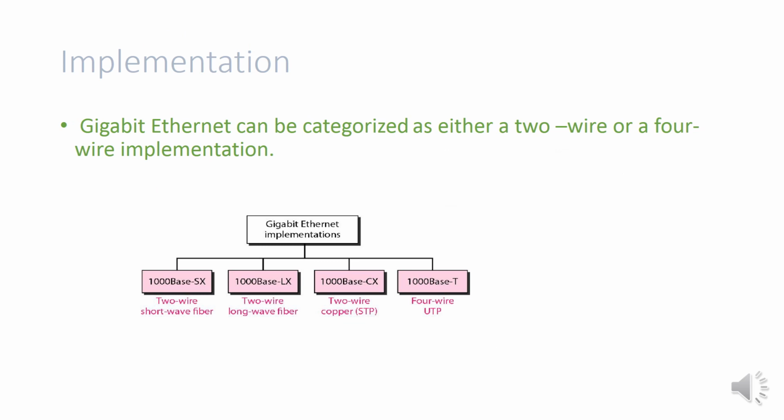Next comes the implementation. Gigabit Ethernet can be implemented considering the categories of either a 2-wire or 4-wire implementation. The gigabit Ethernet implementations are classified as 1000Base-SX, that is 2-wire short wave fiber, 1000Base-LX, 2-wire long wave fiber, 1000Base-CX, that is 2-wire copper cable, and 1000Base-T, that is 4-wire UTP.